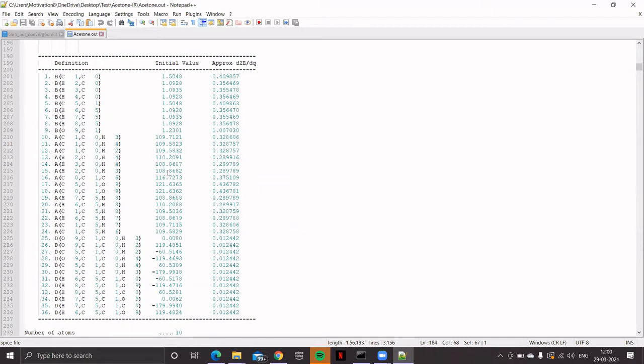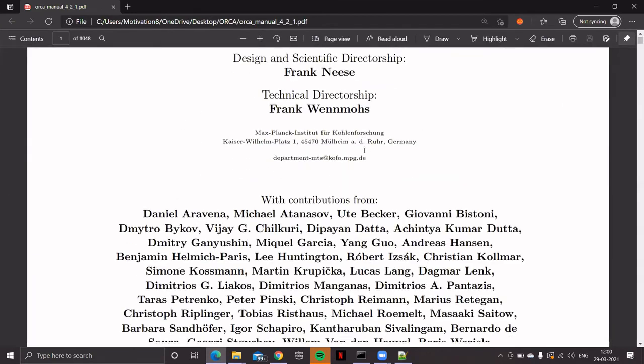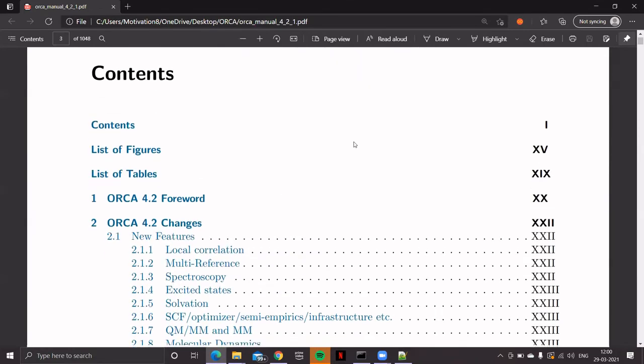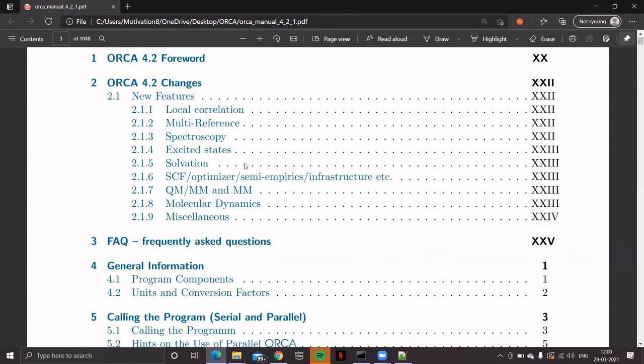But this will be helpful only when you have a single molecule. If you have a collection of discrete molecules, then there might be some issue in the geometry optimization if you use internal coordinates. So in that case, what I'll suggest, start reading the ORCA manual. So that's the ORCA manual. If you scroll downward, that's the contents available in the manual.